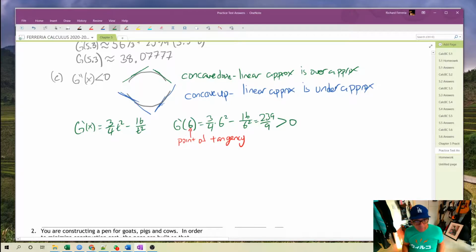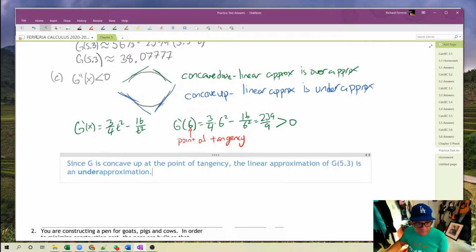So now I think we're ready. We have a concave up function, which means that our tangent line approximation is an under approximation. Since g is concave up at the point of tangency, the linear approximation of g of 5.3 is an under approximation.